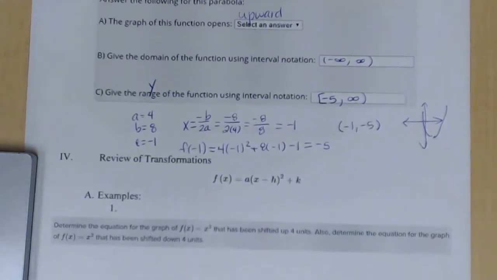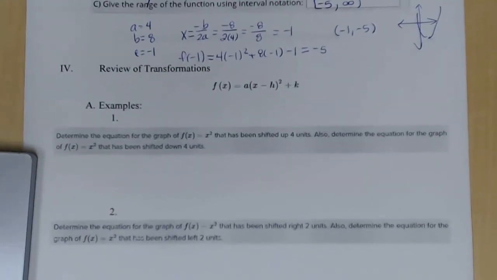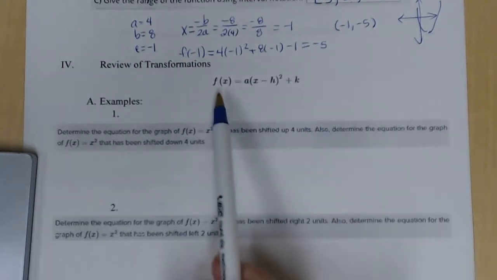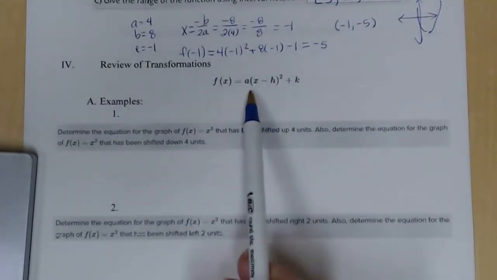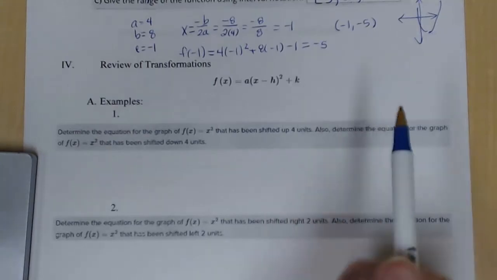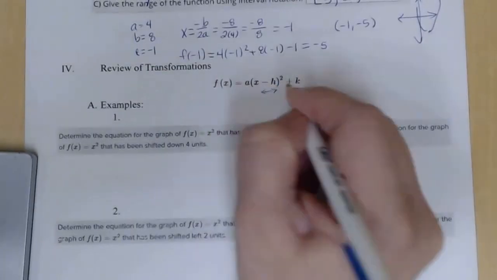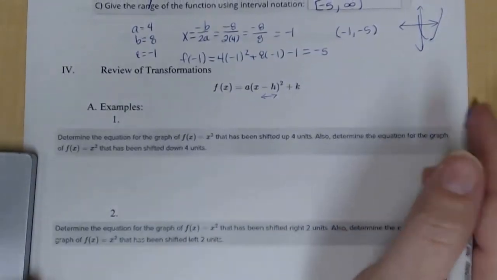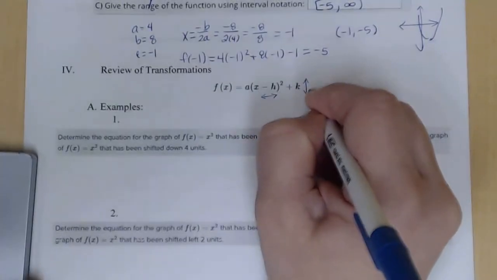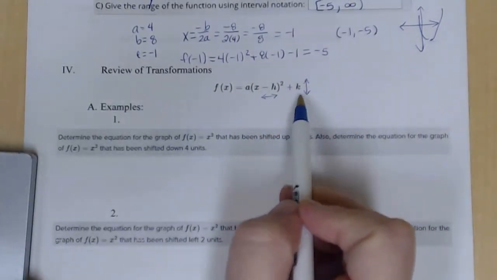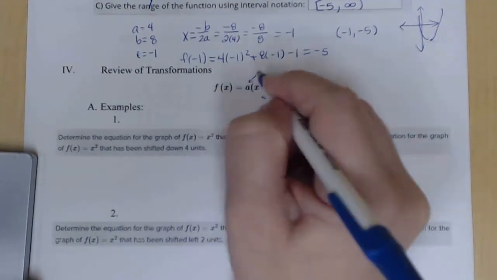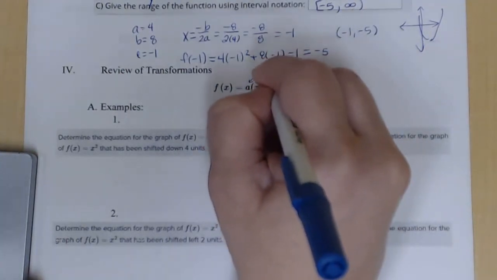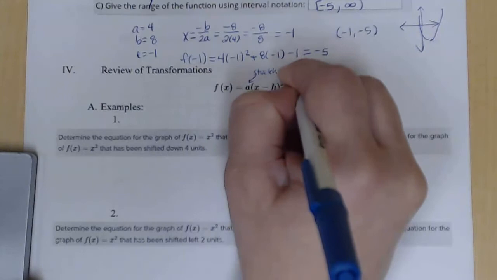So in all that being said, let's review some of the transformations that can occur and remember our standard form here of a(x - h)² + k. Now remember, the h is going to move you left and right, and it's the opposite of what you think. The k is going to move you up and down, and is exactly what you think. The a is going to do your stretch/shrink.